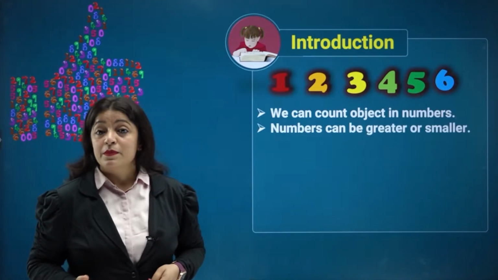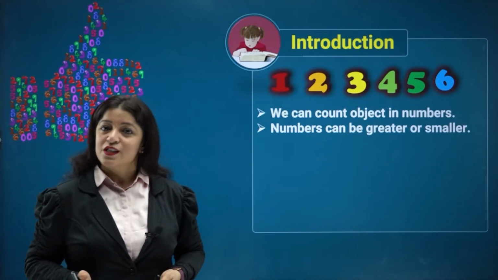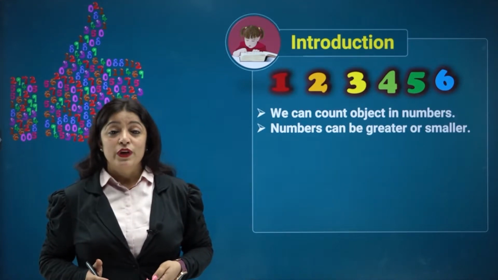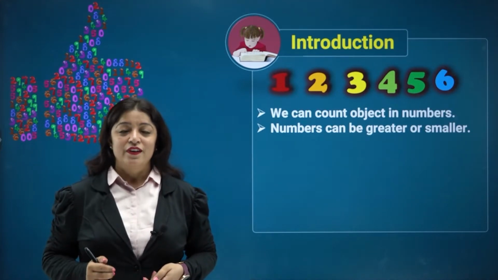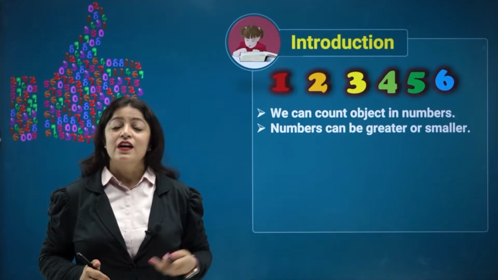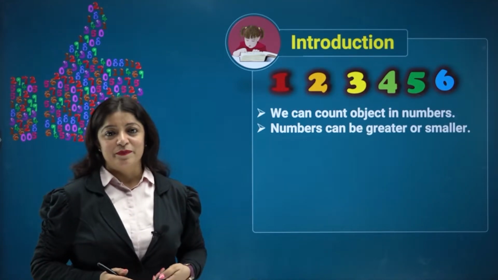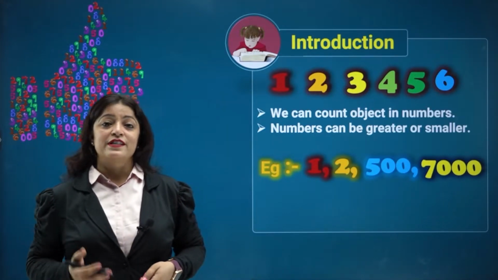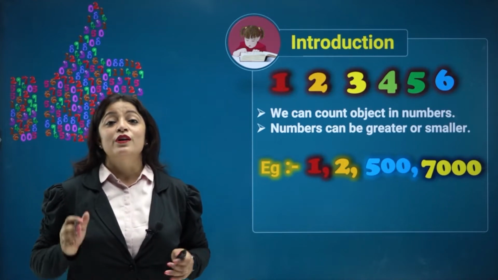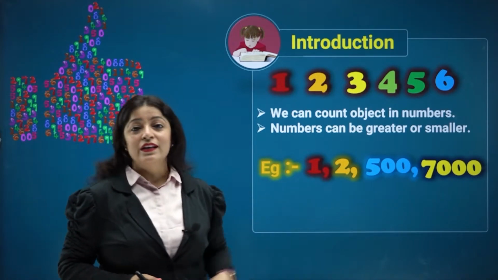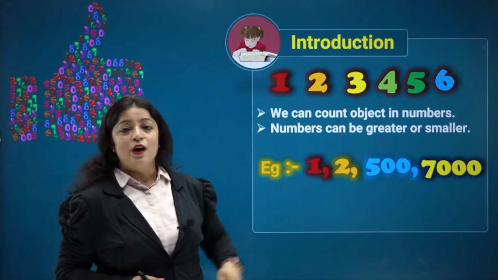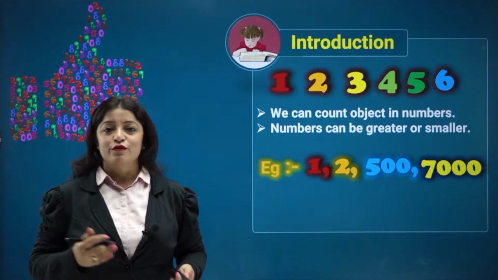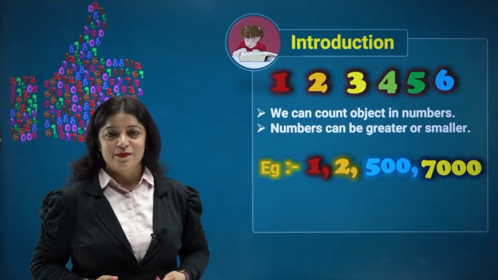Also, some numbers may be greater and some numbers may be smaller. So obviously when we begin with comparison of number, we need at least two numbers, right? One of which may be greater and the another one will be the smaller one. Also, let's take an example like 1, 2, 500, 7000. From all these numbers, you can notice easily that the number 1 is the smallest and the number 7000 is the largest. So, minimum two numbers are required for comparison of numbers.